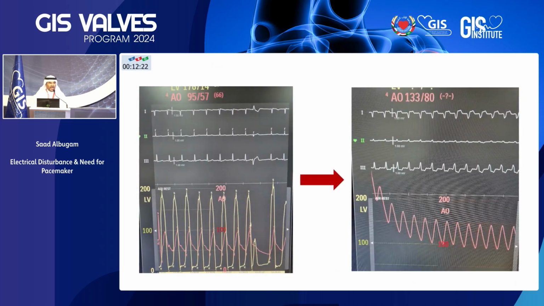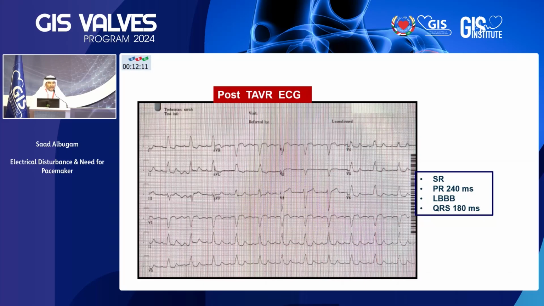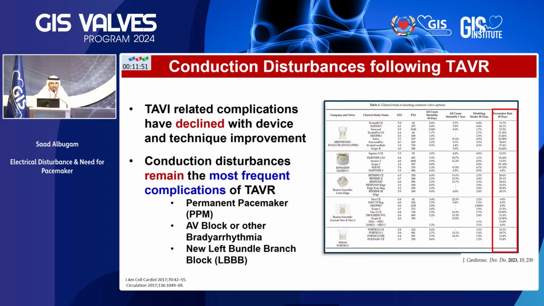But soon after we turned off the overdrive pacing, the patient developed a left bundle branch block, which was kind of expected. So his post-TAVR ECG shows a prolonged PR interval of more than 200 milliseconds and a new left bundle branch block with a QRS duration of 100 milliseconds. Now the question: should we wait? Should we send the patient for an early pacemaker prior to discharge? We will learn in the coming few slides.